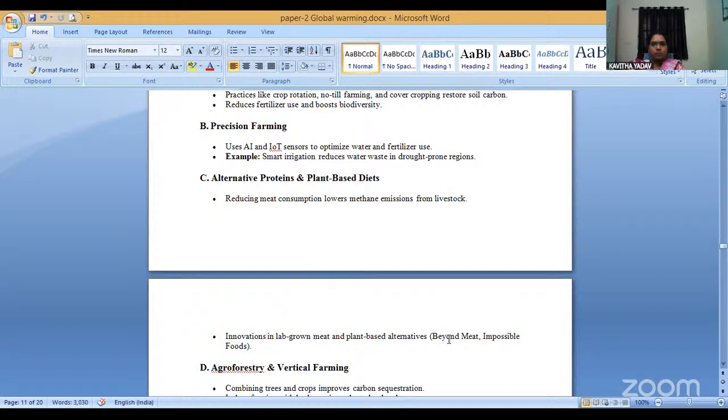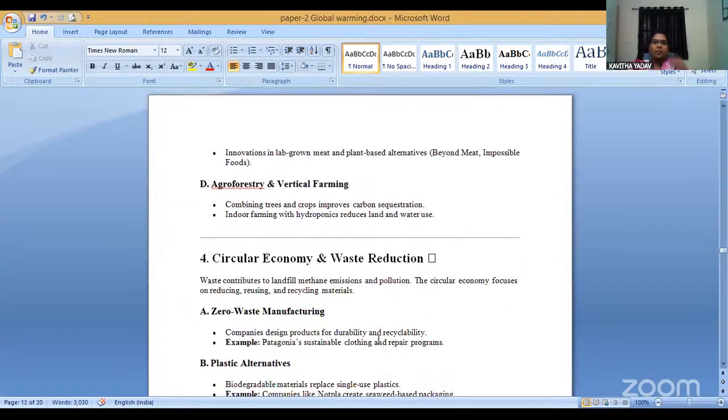The plant-based alternatives, agroforestry and vertical farming, combining trees and crops for carbon sequestration, indoor farming with hydroponics reduces land and water use. The circular economy, waste reduction: waste contributes to landfill, methane emissions, and pollution. The circular economy focuses on reducing, reusing, and recycling materials.